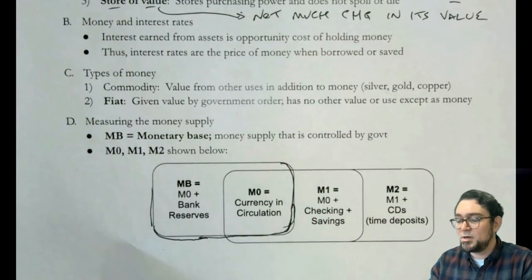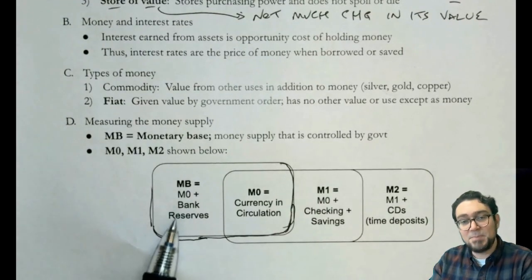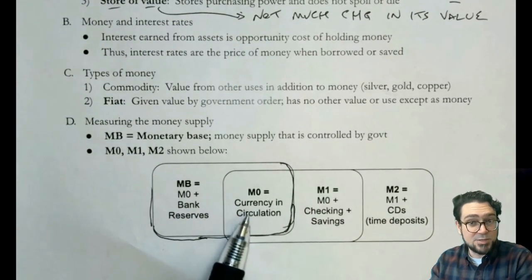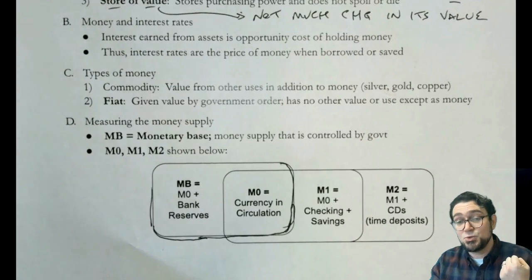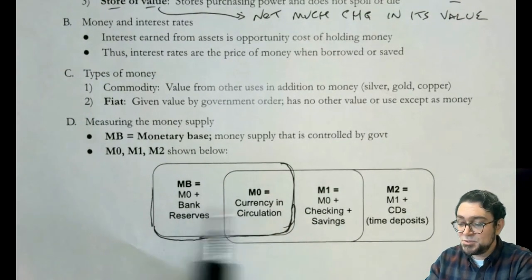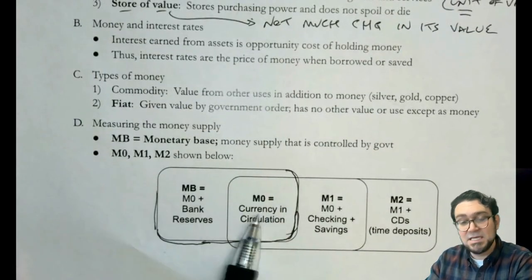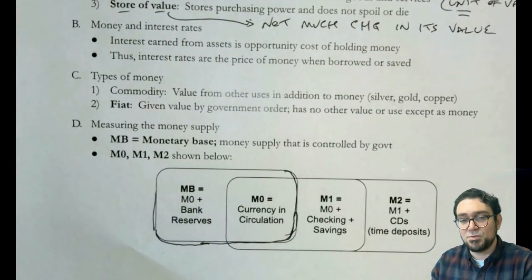And we'll come back later and talk about why and how the government can change how much bank reserves have. But obviously, the government can control how much currency in circulation there is. They can create more, and they can actually destroy money as well. But if we add these two together, we call that monetary base. That's the base money supply that's directly controlled by the government.